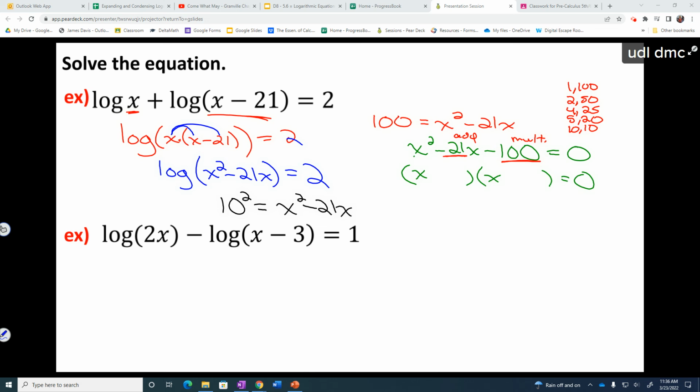And the pair that does that would be this one, right? 4 and 25, so we get 21. So you can just go through with 4 and 25. Then you just got to figure out the signs. We need a negative 21, so you need a negative 25 and that's positive 4. And then don't forget to then solve these, so you just set each one equal to 0. Then we get negative 4 and positive 25.